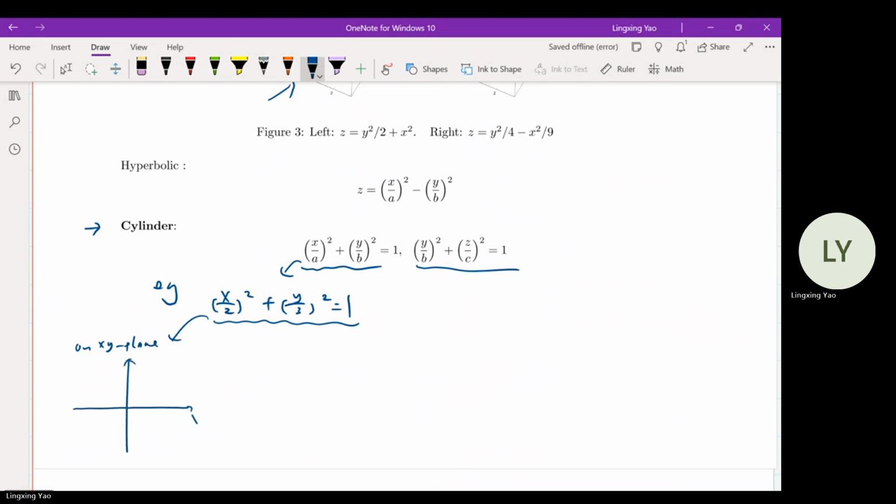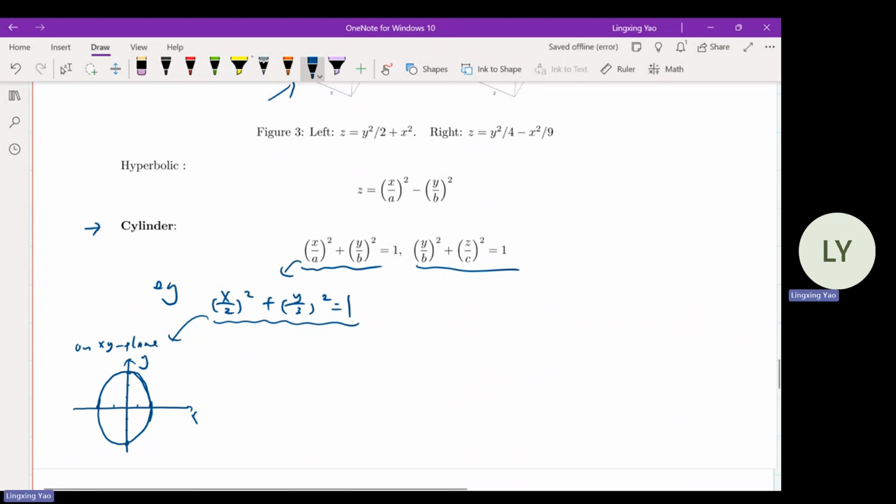well, this is the X, this is the Y, and when Y equals 0, X has to be positive or negative 2. It is those 2 points. When X equals 0, Y will be either 3 or negative 3. Then the ellipse is sort of like this one, if we look downward at the XY plane.